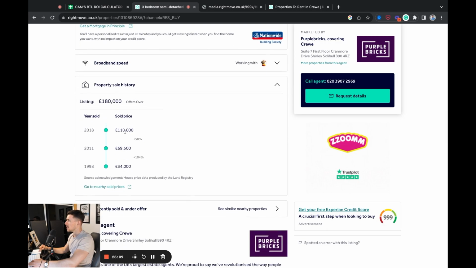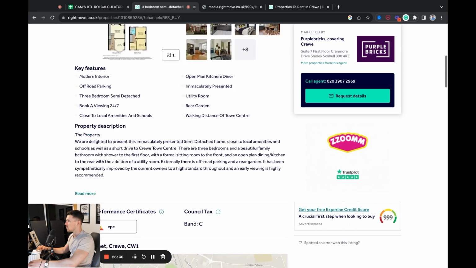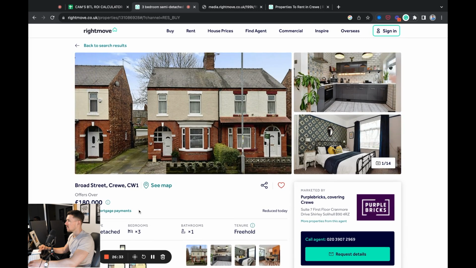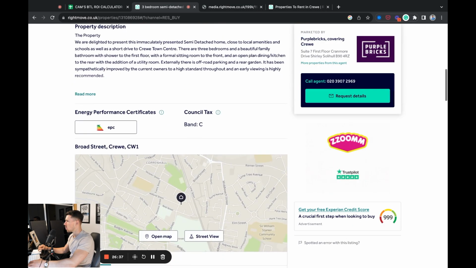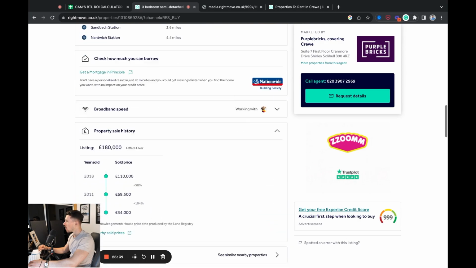So as we can see, it's done quite well. They purchased this property in 98 for 34 grand. In 2011 it was sold for 69,500. In 2018 for 110. So we've seen 104% gains over the course of 13 years here, and then over the course of 7 years we saw a 58% gain, and now this property is up at 180. So it's looking like the capital appreciation of this property is performing quite nicely. So that's quite good to see.